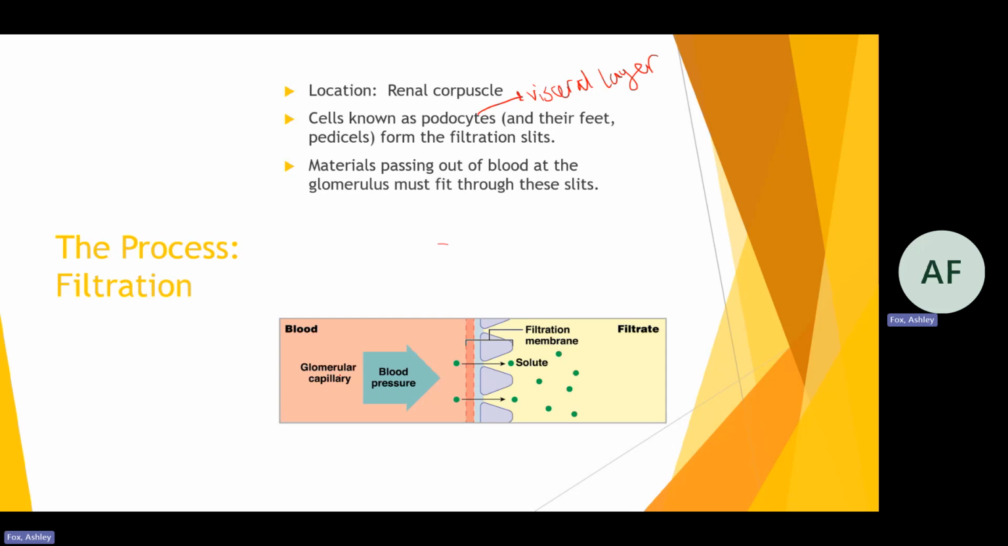So materials from the glomerular capillary, so the glomerulus, are going to pass through not only the fenestrations of the capillary, because it is fenestrated, but also through this filtration membrane, making sure any larger molecules like blood cells and proteins that you don't want out are not able to pass through. So it's maintaining all of those, but all the other solutes are going to be able to pass through what we call the filtration membrane between the fenestrations of the capillaries and the feet of the podocytes.